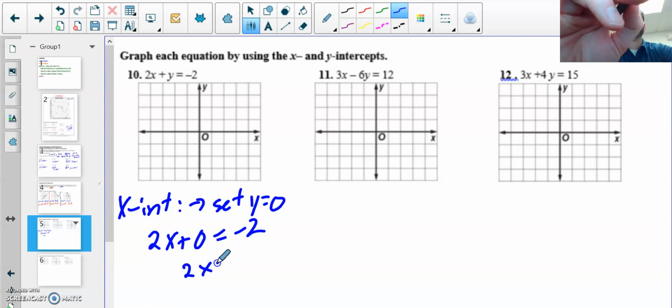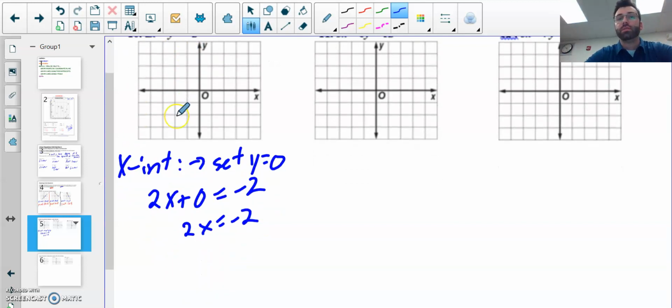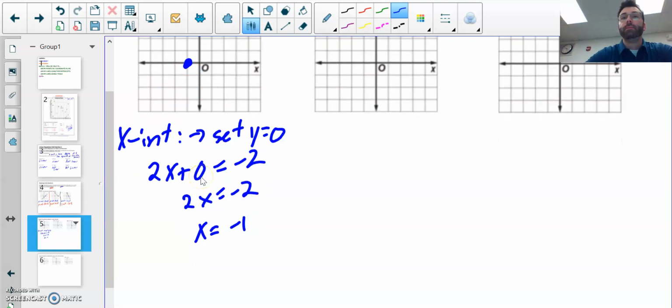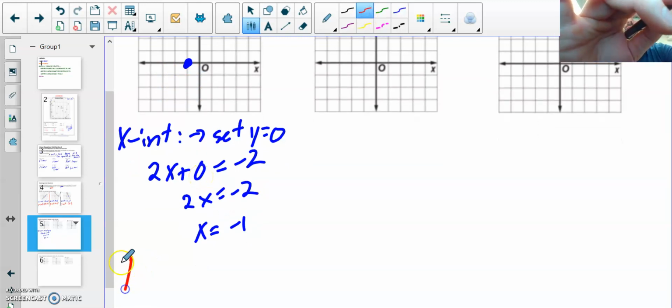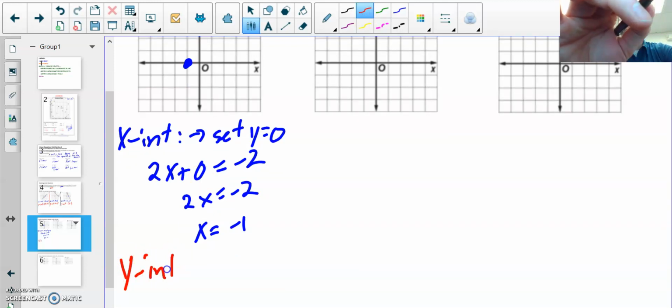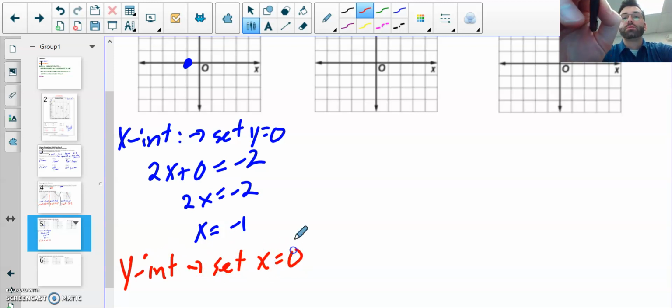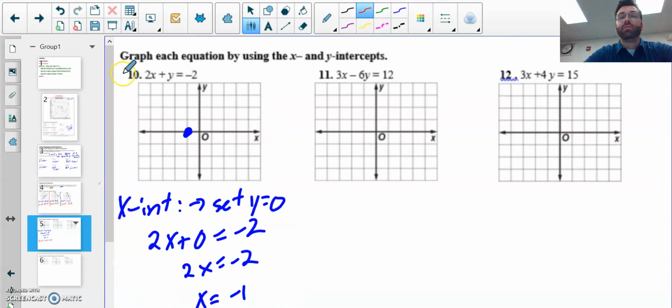So 2x equals negative 2 because the 0 just disappears. I got this from putting the 0 into my equation. So x is negative 1, so I go to negative 1 and make a dot. For my y-intercept, I set x equal to 0. So I go to my function here.